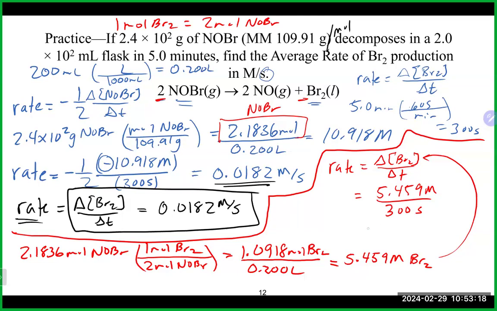And lo and behold, here, 0.0182 molar per second. So you can take the stoichiometry part first if you want, and then convert it into the kinetics aspect of it, and you'll get the same thing. The reason we do 1/2 is, what do I see right here? 1/2, right?